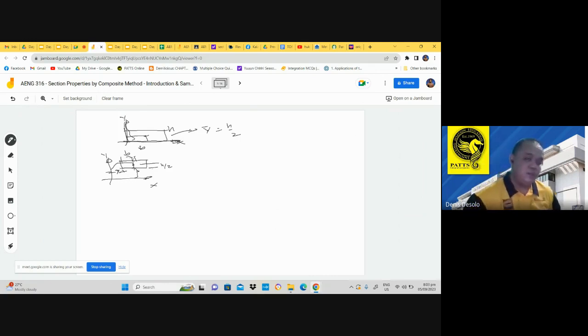So there's a possibility that this time the figure will not be aligned with the references that we use when we derive the formula. Especially if we're doing a composite section. In a composite section, it's actually a mixture of these shapes that we use or derive.